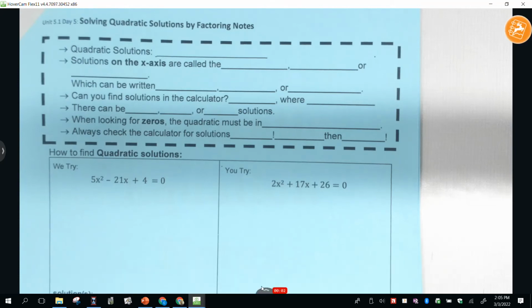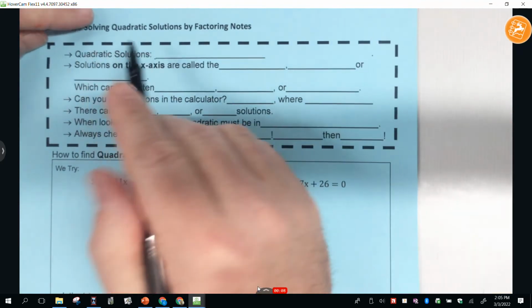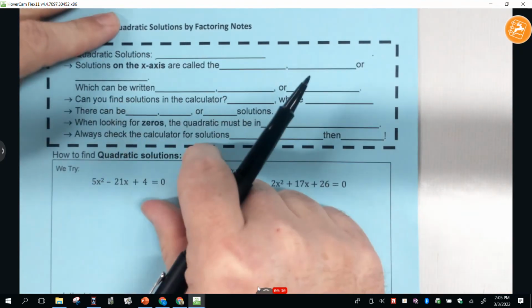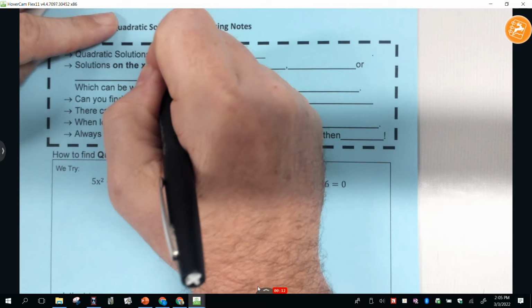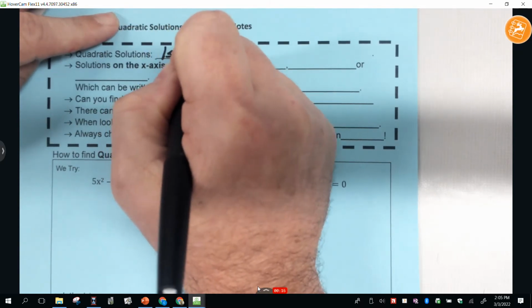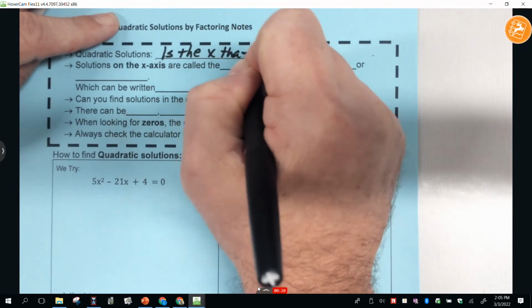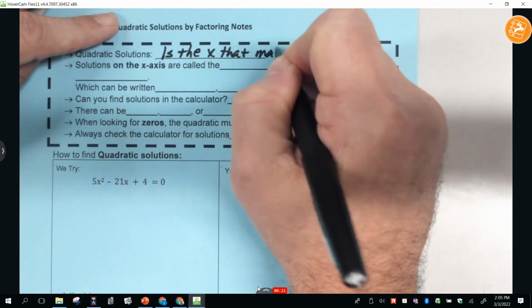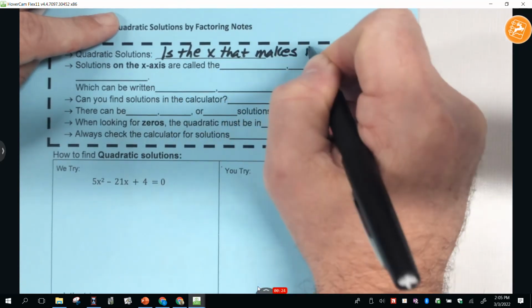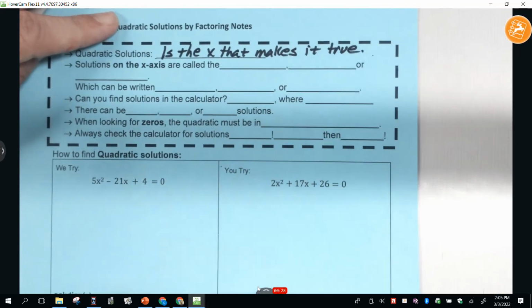Okay, here we go. All right, so this is the day 5 notes for solving quadratic solutions. We need to know what a quadratic solution is. A quadratic solution is the x that makes it true.